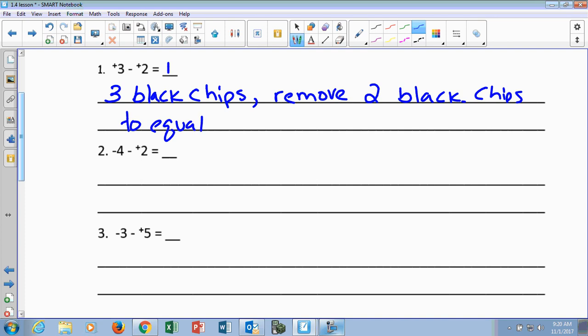So equal 1 black chip. So in other words, 3 minus 2 equals 1, right? All right, so we're going to pause and give you guys just a few minutes to work on 2 and 3 and see what you can come up with.